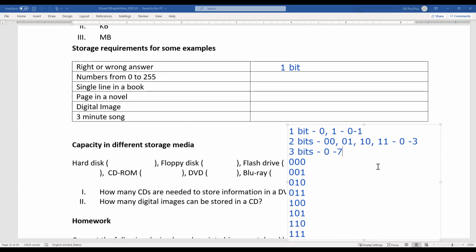So likewise, if you start with 6, then you will get 64. The values go from 0 to 63. 7 bits, you have 128. Values go from 0 to 127. 8 bits, it's 256. That means values go from 0 to 255. So that means you need 8 bits. In other words, you can say it's 1 byte.